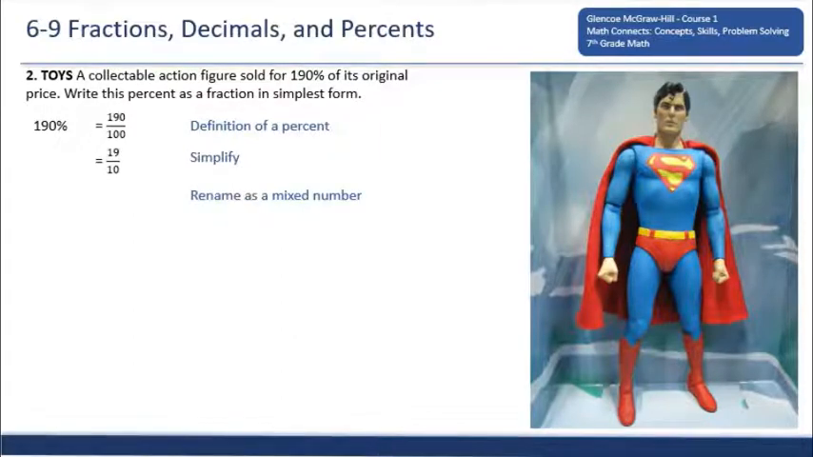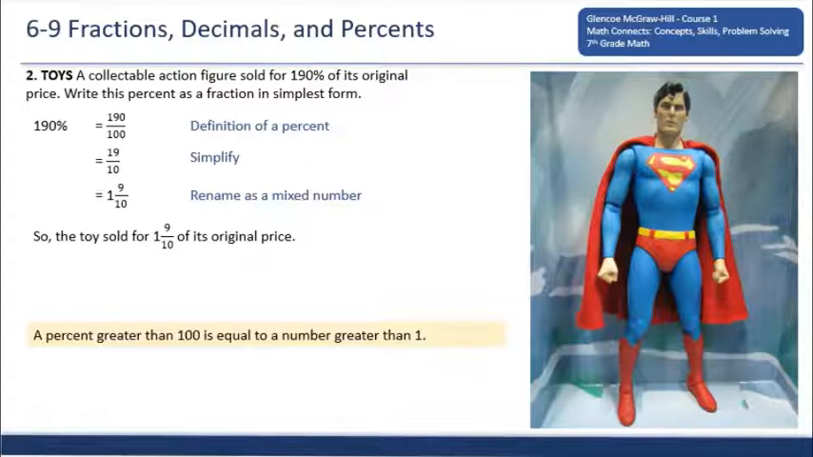And then we're going to rename as a mixed number because we're not going to leave anything as an improper fraction. So the toy sold for 1 9/10 of its original price. And just a little reminder here that a percent greater than 100 is equal to a number greater than 1. So it was 190%, and our answer is 1 9/10, which is greater than 1.